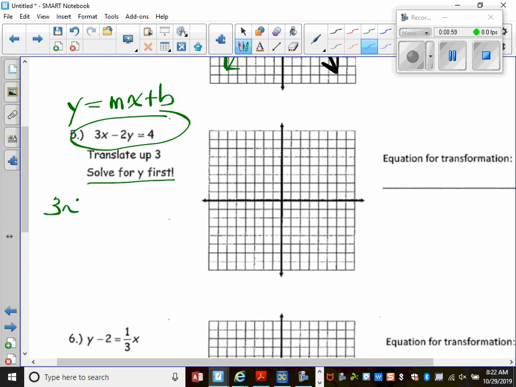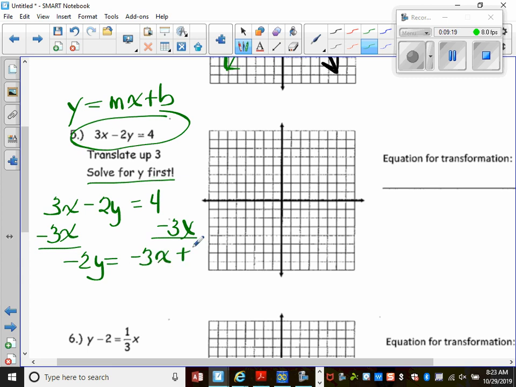So we're going to take 3x minus 2y equals 4. We're going to subtract 3x. So I'll end up with negative 2y equals negative 3x plus 4, and then divide by negative 2. So my equation is y equals positive 3/2 x minus 2.